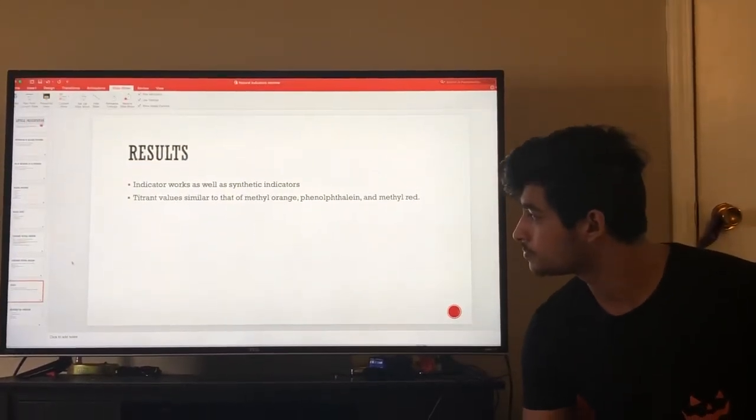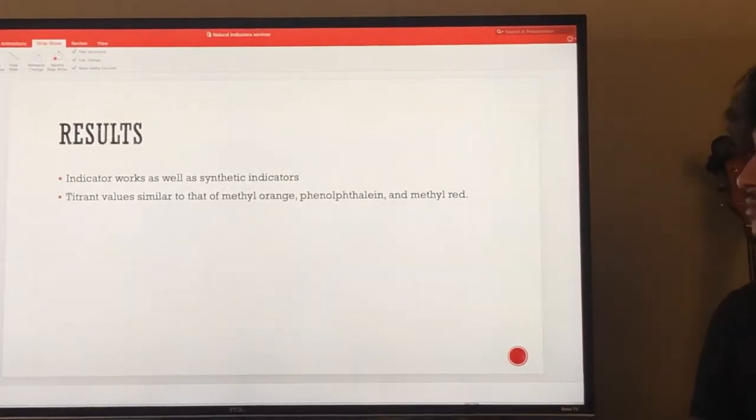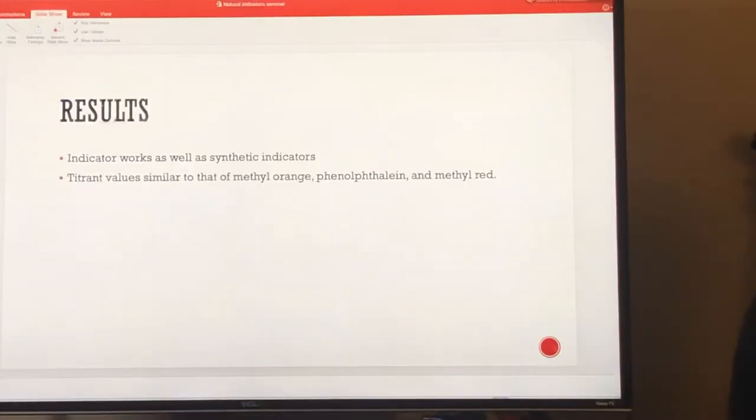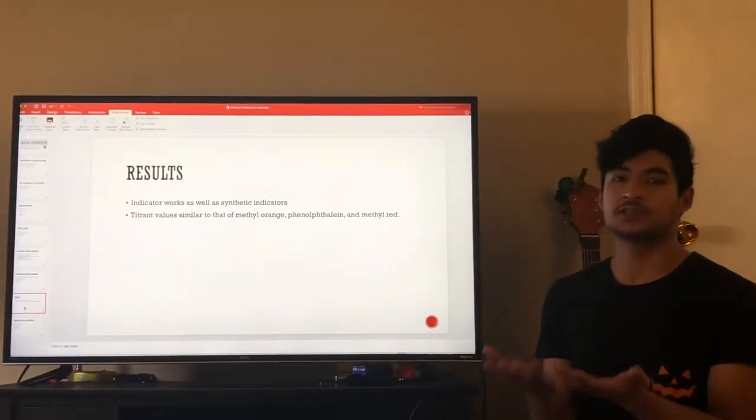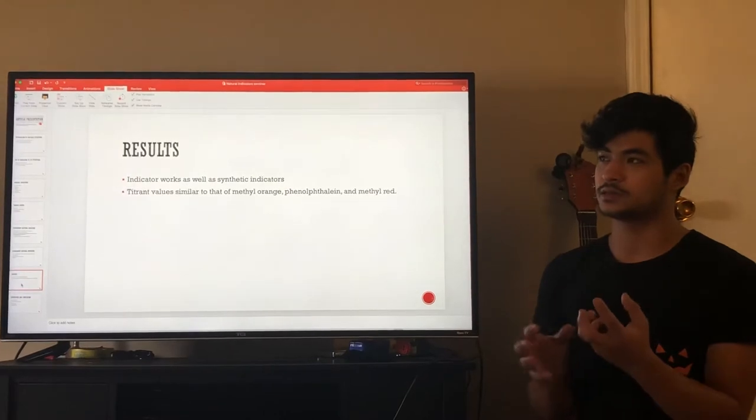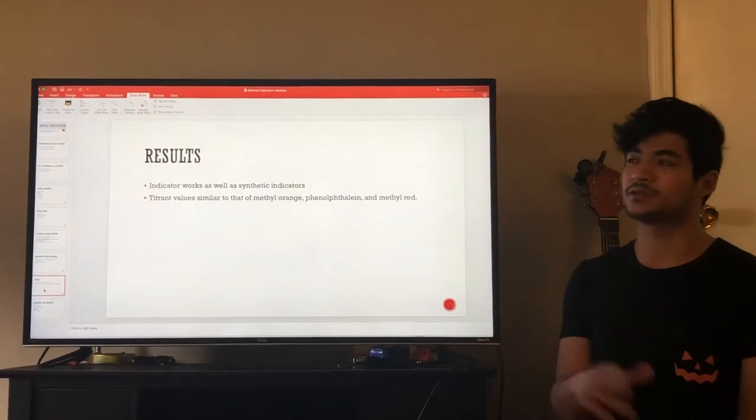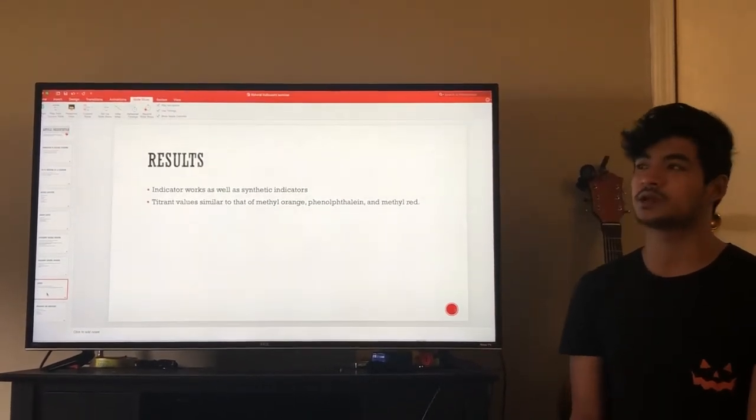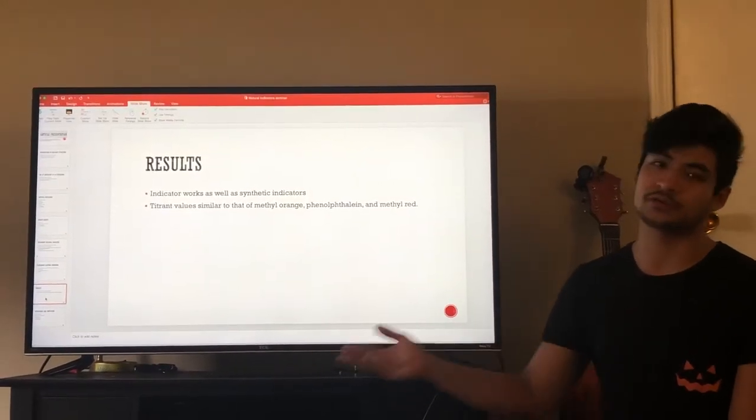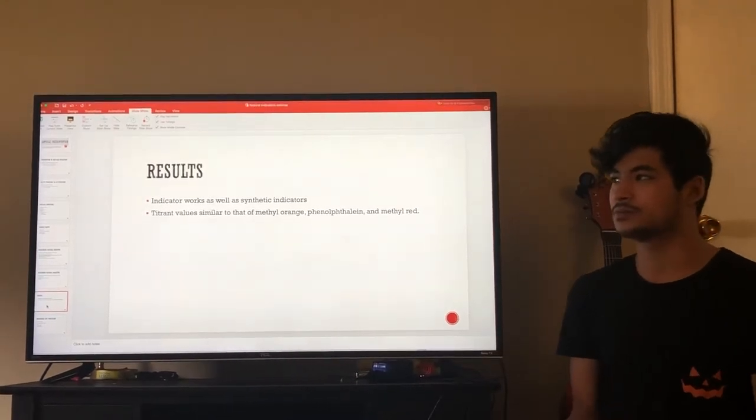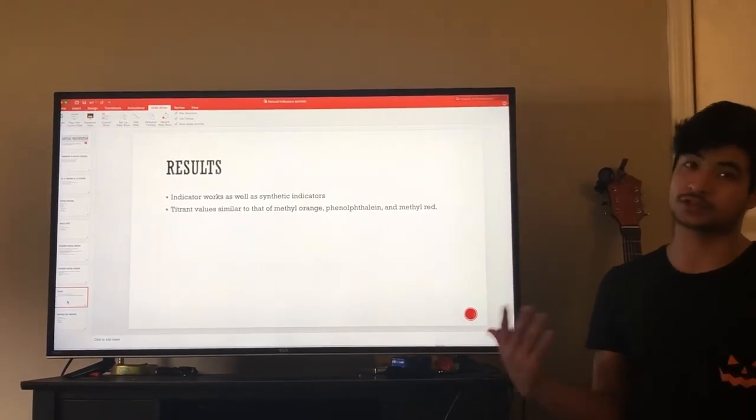But furthermore, the results, as stated earlier, show the indicator works as well as synthetic indicators. I mean, there were some where the equivalence point or the titration values were slightly different, more so when you compared methyl red and wakki leaves. But at the same time, methyl red wasn't as similar to, say, methyl orange or phenolphthalein. And this just brings into question whether the natural indicator actually works.